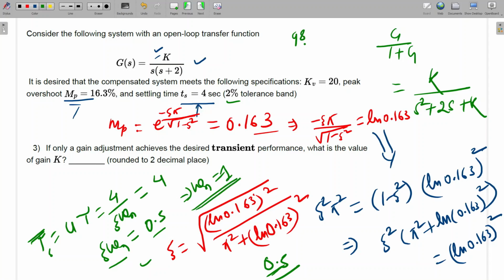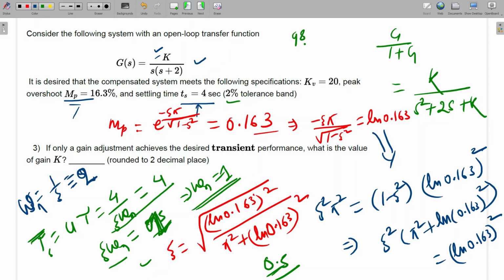See, Ts is equal to 4 tau. Up to now it is clear, I think. But omega n we have to calculate using the zeta value. Zeta into omega n will be equal to 1. Is it correct? Yes, sir. From this equation, zeta into omega n will be 1, so omega n will be equal to 1 by zeta. So that will be how much? 2, sir. 2.